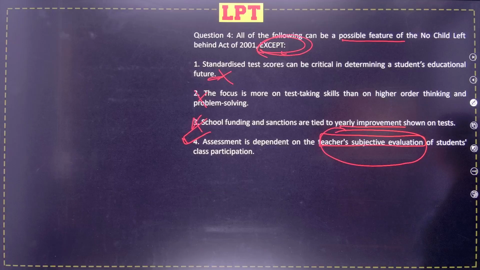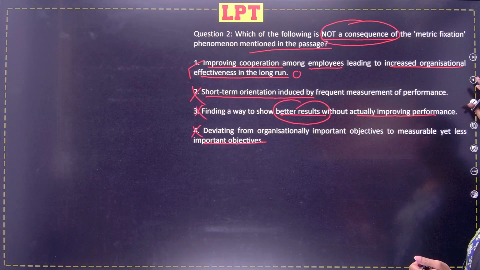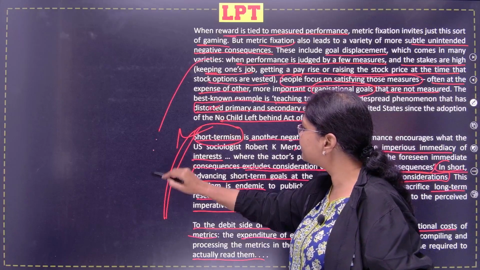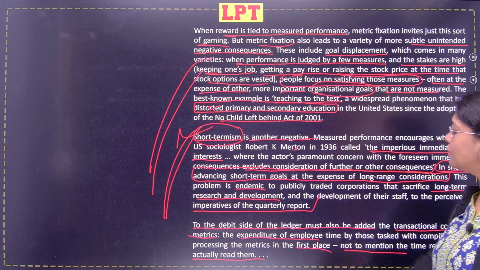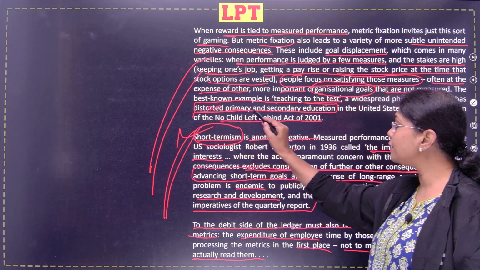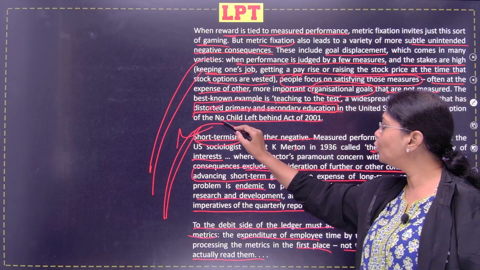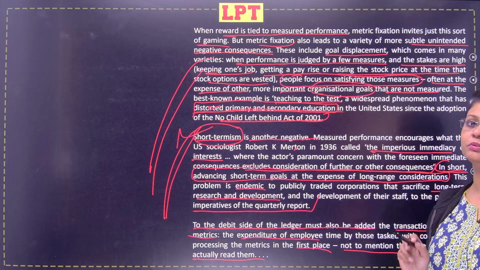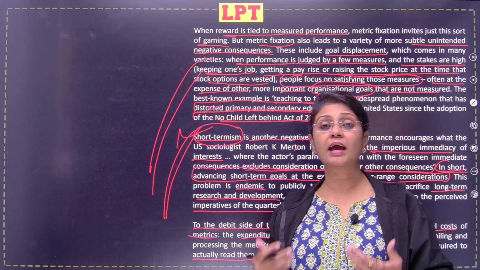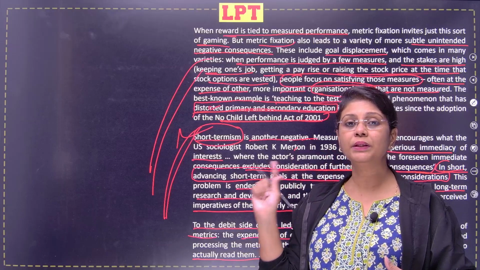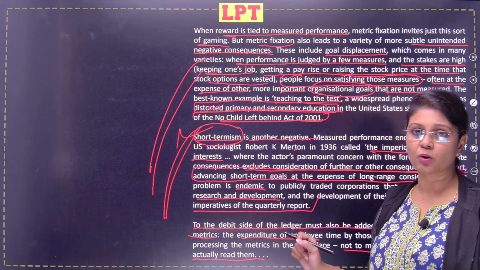So just for those of you who are slightly confused, go back to the passage and reread that part. If I were to give you the reference, here is where you find the reference, and it talks about how the adoption of the No Child Left Behind Act of 2001 has distorted primary and secondary education in the United States. So the author again has emphasized the negative consequences of metric fixation with respect to the example that he has quoted here.